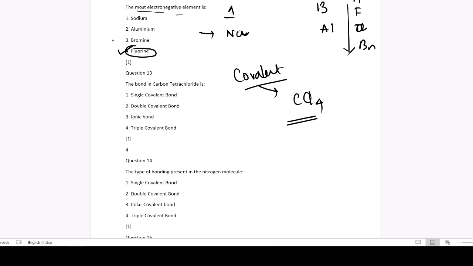Only a single bond is present, that's why the answer will be single covalent bond. In question number 14, the type of bonding present in a nitrogen molecule. So the type of bonding will be covalent. Here all the answers are given as covalent, but 3 bonds are present between 2 nitrogens, so triple covalent bond will be the answer.